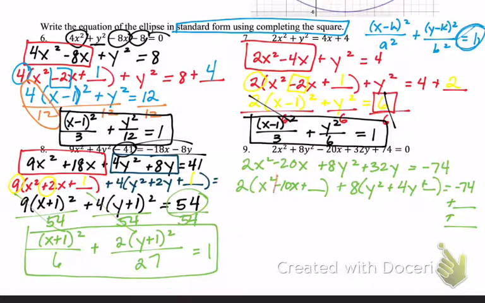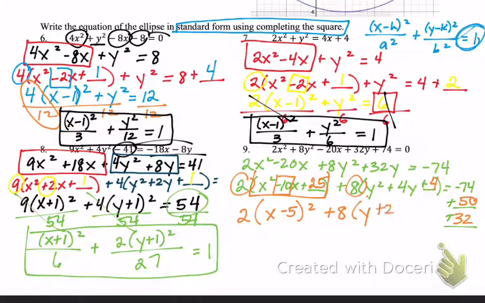Then I'm going to complete the square. Half of -10 is -5. -5 squared is 25. 2 times 25 is 50. Half of 4 is 2. 2 squared is 4. 8 times 4 is 32. Then I'm going to factor this. So 2 times x minus 5 squared plus 8 times y plus 2 squared equals -74 plus 50 plus 32 would be, let's see, 82 minus 74 would be 8.